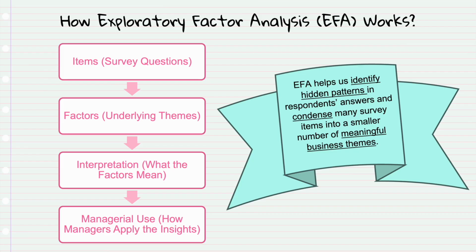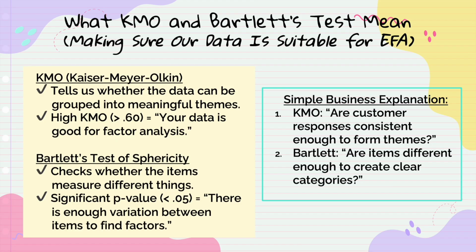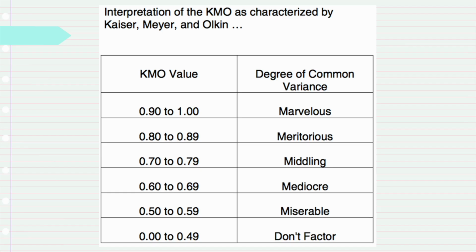EFA helps us to identify hidden patterns in respondents' answers and condense many survey items into a smaller number of meaningful business themes. KMO tells us whether items can be grouped. Bartlett tells us whether items are different enough to form factors. When both are good, we can run EFA confidently. This table summarized the meaning behind KMO values.